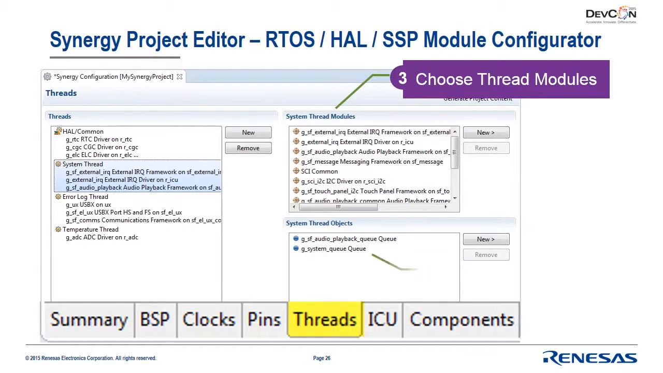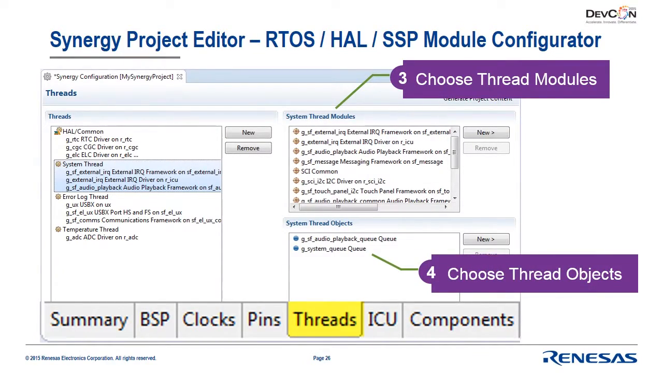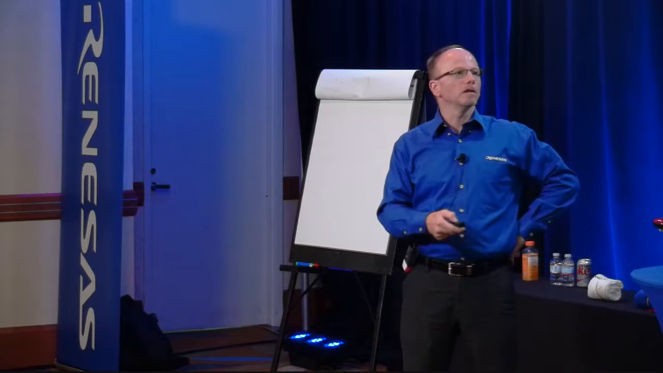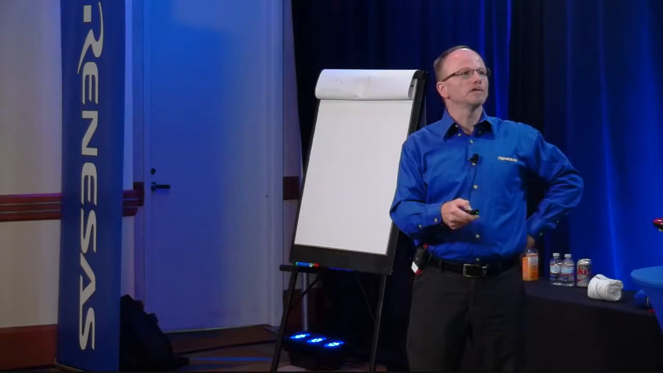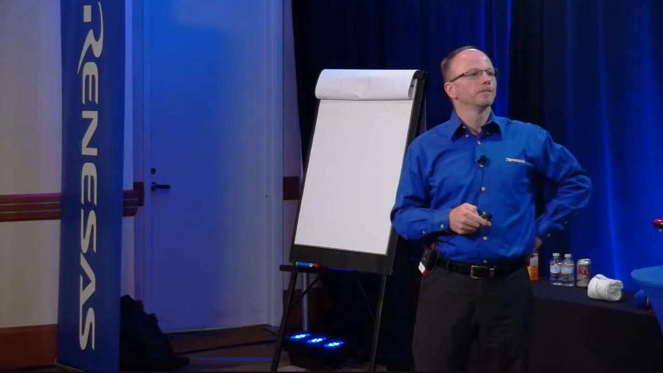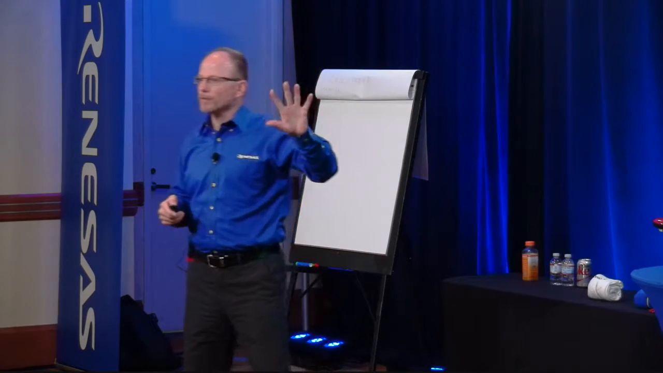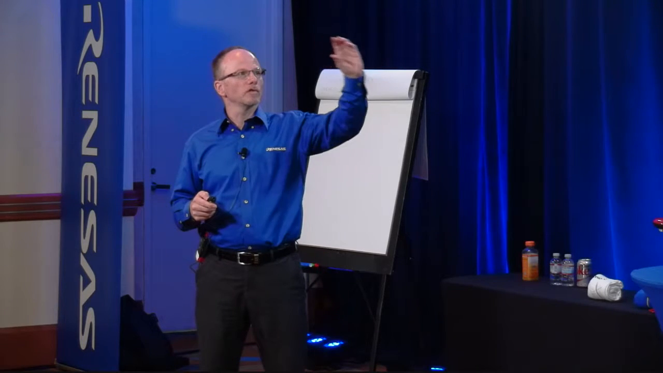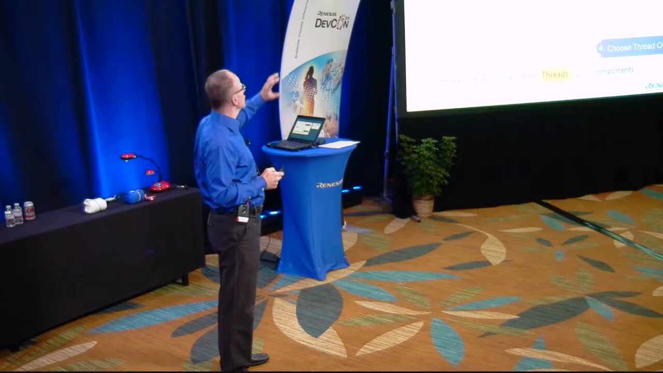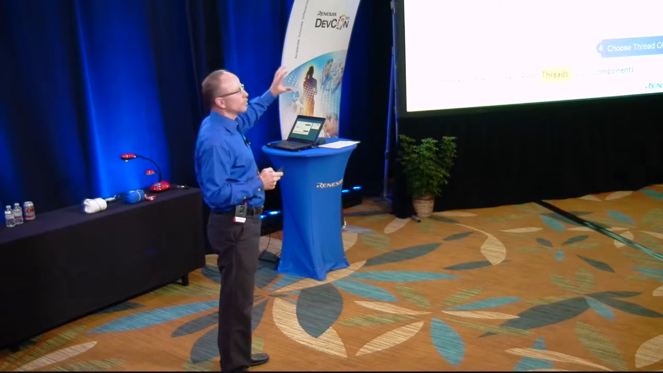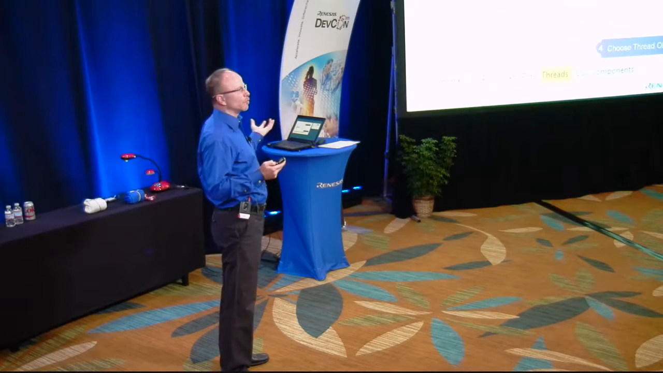At the same time, you can also select objects. Each thread can have objects like semaphores, mutexes, and queues. If you need those, you can add them to the system in the objects pane over here. So this is how you build your real-time operating system, with the HAL common as a foundation, and then the various threads with whatever SSP drivers and framework modules you need in there.